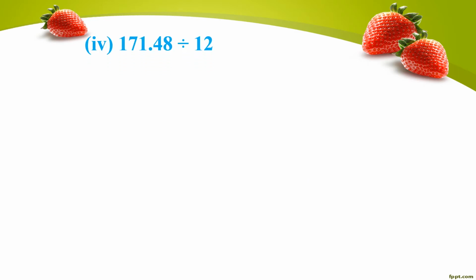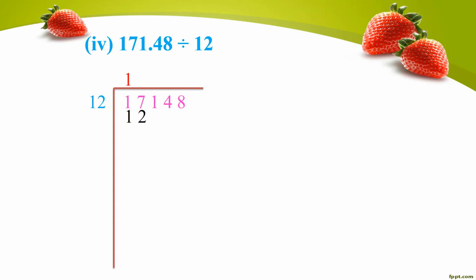Let us see another sum. Fourth one, 171.48 divided by 12. First step, we have to remove the decimal point and take the dividend as a whole number. So 17,148 is the dividend, 12 is the divisor. Only 1 12 in 17, therefore 12 1s are 12. On subtracting we get 5, bring down 1. Now the number is 51.